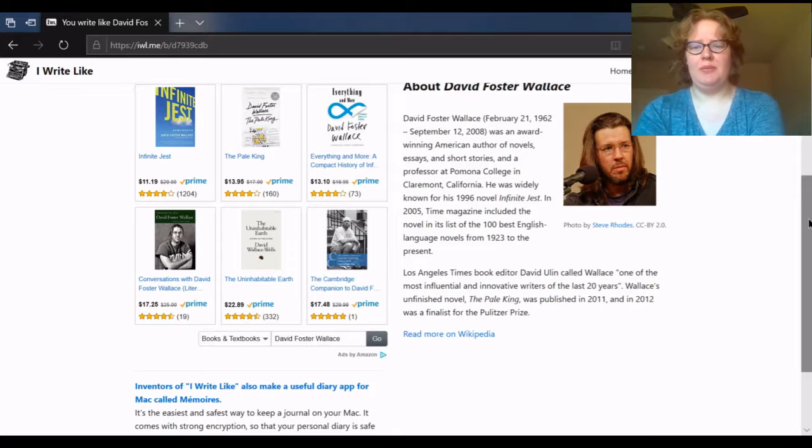Again, another recent one. Was an award-winning American author of novels, essays, and short stories, and a professor at Pomona College in Claremont, California. He was widely known for his 1996 novel Infinite Jest. In 2005, Time magazine included the novel in its list of 100 best English language novels from 1923 to the present. Cool.